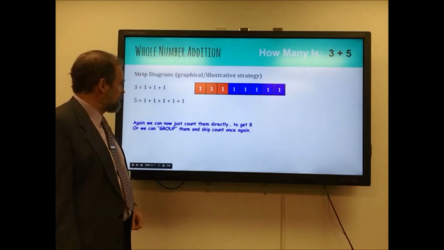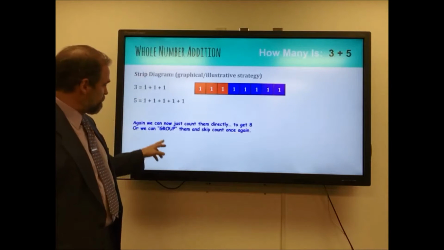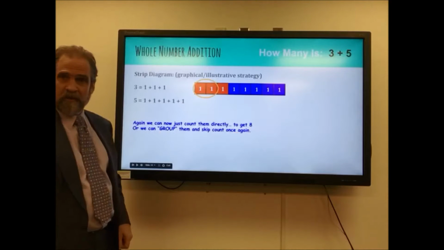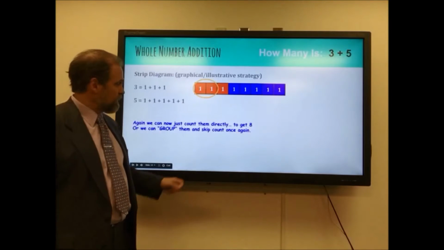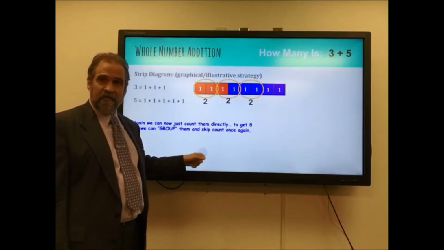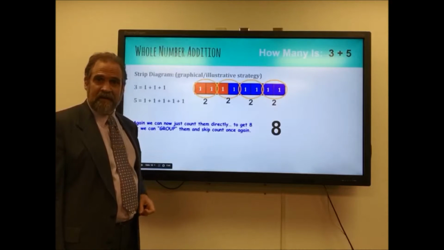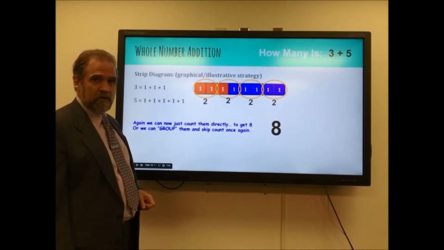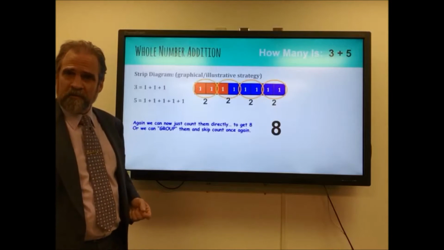Okay? But I could also group them and skip count, right? There's my pairs. Remember how I did that before? So there's 2 and 4. I'm skip counting now. And 6 and 8. 8 total squares. Is that the only way I could group them to skip count?